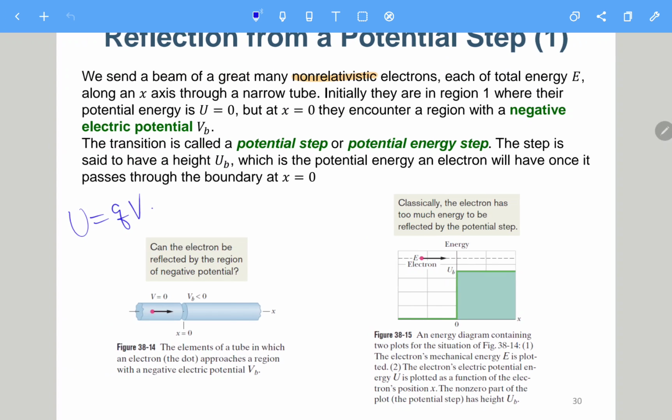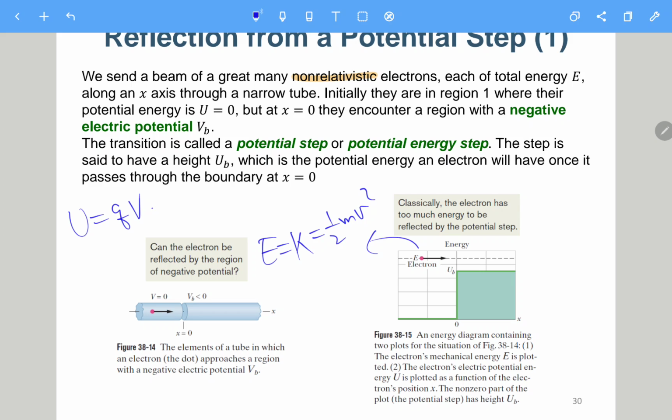But here some interesting fact appears. Suppose we have an electron here. We have the potential step here. In this case, all the energy of the electron is kinetic energy. If we consider a non-relativistic electron, the kinetic energy is 1/2 mv squared. So this energy E is nothing but K equals 1/2 mv squared.